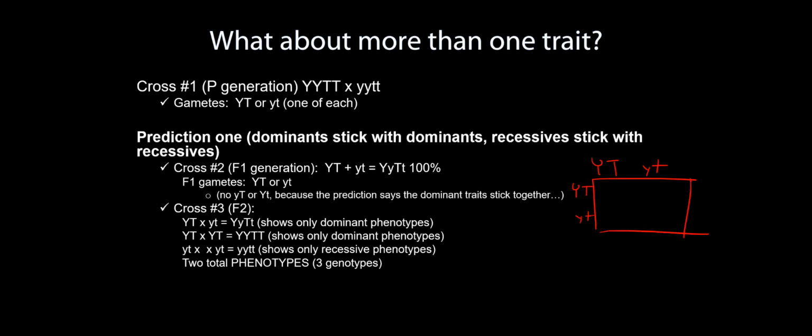And so how do you do these crosses? You consider each individual letter at a time. So capital Y, capital Y, capital T, capital Y, lowercase y, capital T, lowercase t. And then just follow through here.